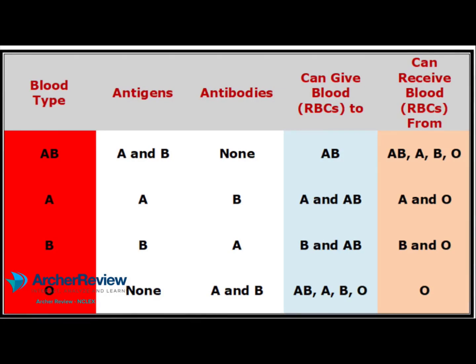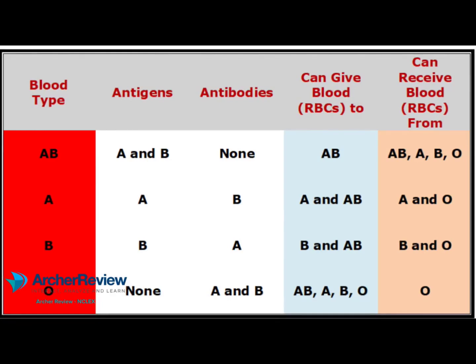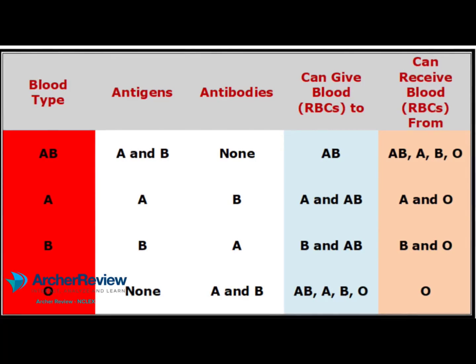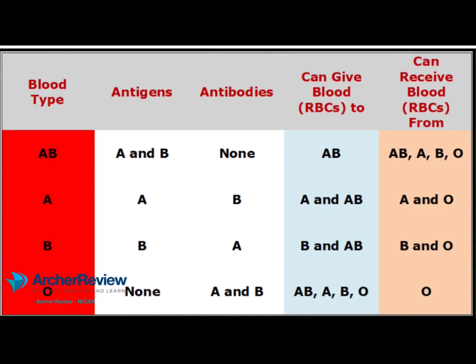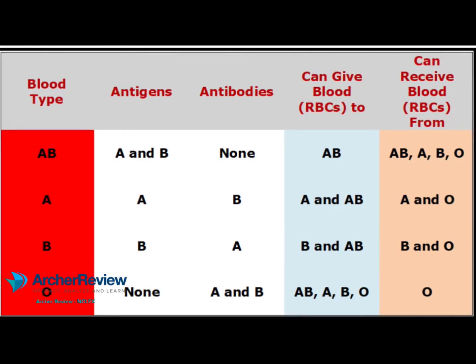Essentially, we have three different types of antigens that can be present on the surface of your red blood cell, A or B, or the combination of A and B. This makes for four different blood types. You can have AB blood with both A and B antigens, A blood with only A, B blood with only B, or O blood with no antigens at all. These antigens mark the surface of the red blood cell as your own, so the body knows not to attack it. It's not a foreign substance.